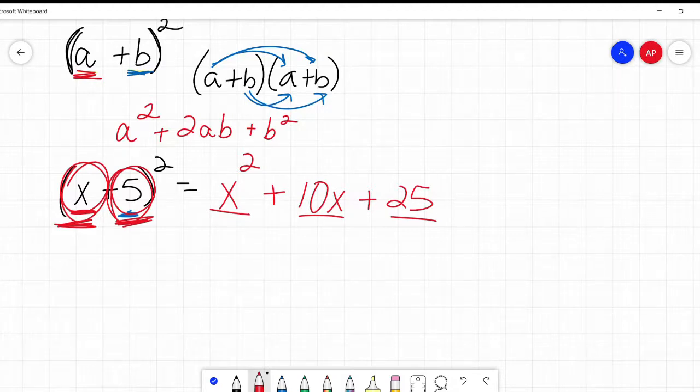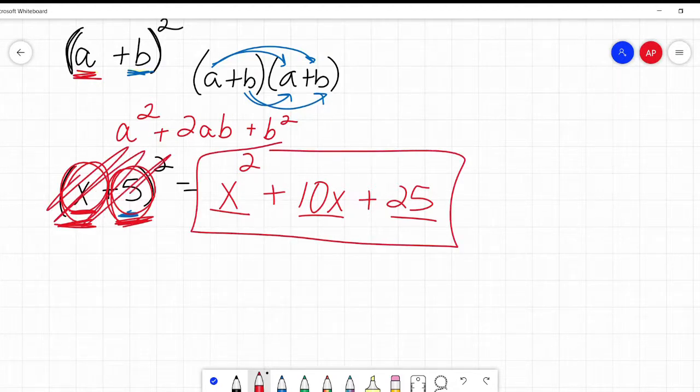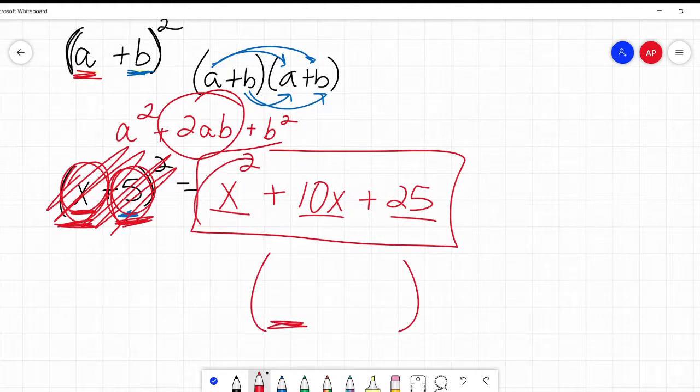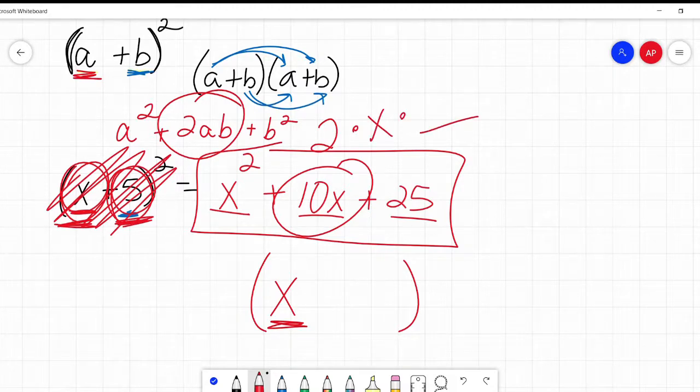So if I were to look at this full thing and I didn't know where it came from, this pattern says the middle term is 2 times a times b. So I need my a and my b. This is a squared, so I take the square root of that, x. This middle term is 2 times my a, or first term, x, times my b. 2 times x times what is 10x? 5. So positive 5. Well, this last one should be 5 squared. Is it? Yes, it is. So those are the same.